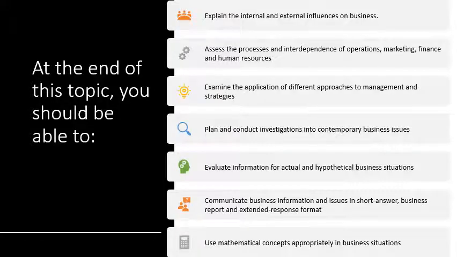Now, by the end of this topic, you're going to be able to do all of these. You're going to be able to explain the internal and external influences on business. You're going to assess the processes and interdependence of operations, marketing, finance and human resources, and they actually turn out to be your 4 topics in year 12. So we're going to look at a bit of it now, and then we're going to expand on that in year 12.